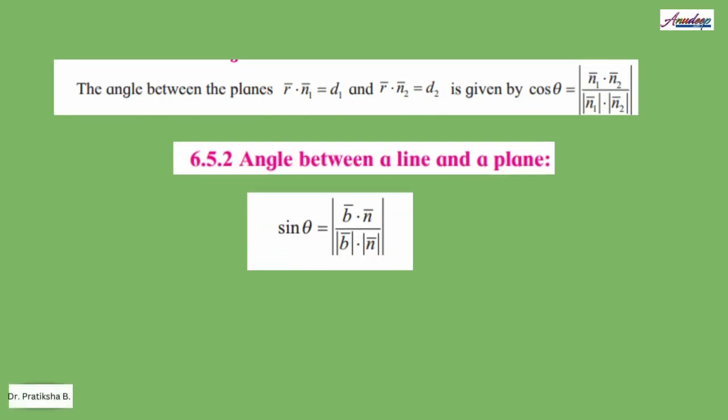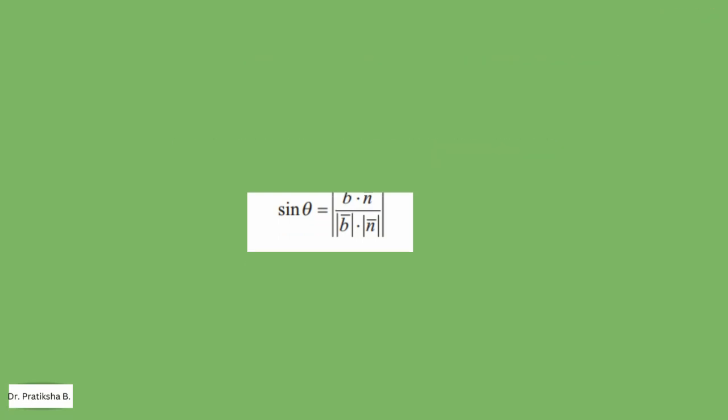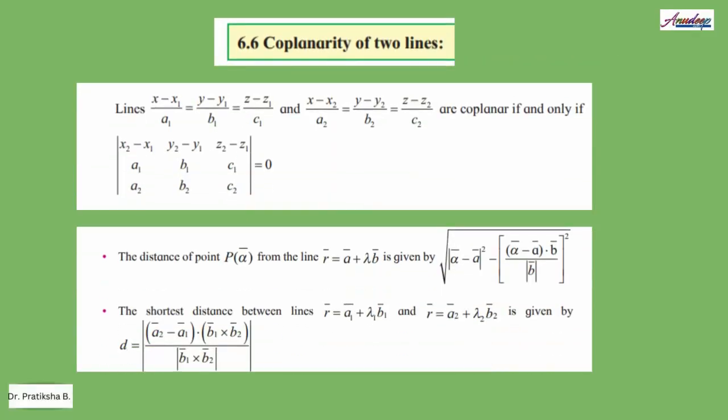The angle between two planes is given by cos theta equal to n1 dot n2 upon mod n1 into mod n2. And the angle between a line and a plane is given by sin theta equal to b dot n upon modulus of b into modulus of n. Two lines are said to be coplanar if and only if the determinant given on the screen is equal to 0.